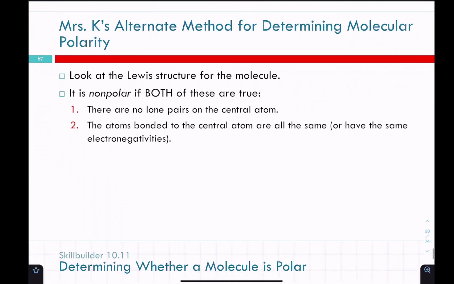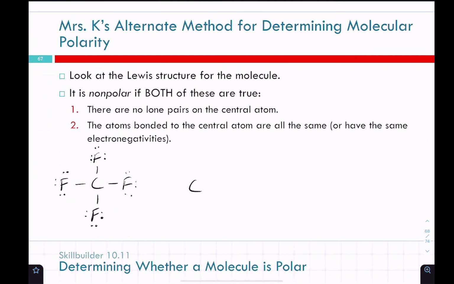So we can draw up a lot of examples like this. So one of those would be carbon. Let's do carbon tetrafluoride, and I'm just going to give you the Lewis structure here. And just like with molecular geometries, you're looking for lone pairs on the central atom. So are there any lone pairs on the central atom for this molecule? No. Are all of the atoms bound to the central atom the same? Yes. So this is nonpolar.